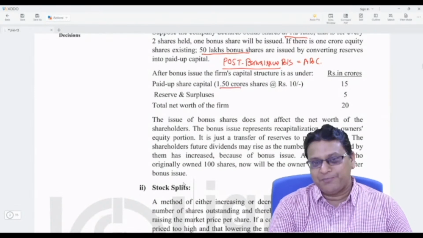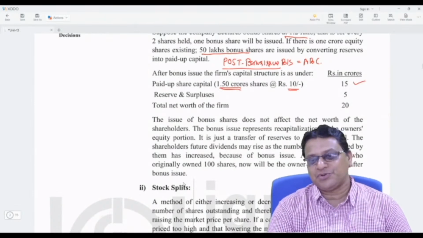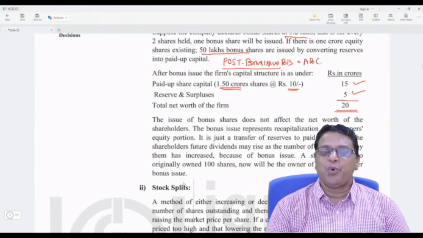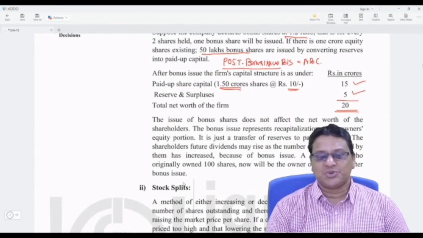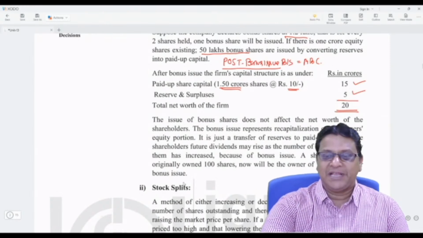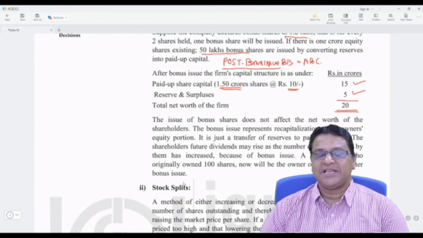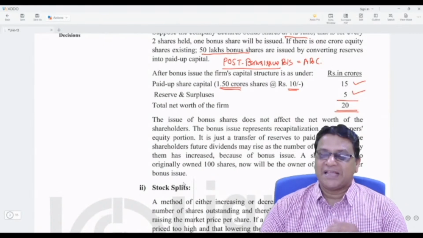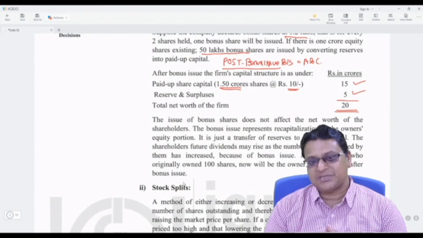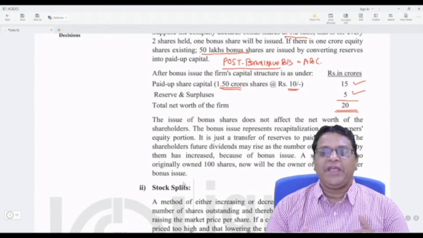Paid up share capital will be 1.5 crore shares of 10 each, so it will be 15 crores. And reserve and surplus will be 5 crores. So the total will be 20 crores. This is known as the post bonus issue balance sheet of the company. So there is pre-bonus issue and post-bonus issue. Bonus share is a form of making payment of dividend to the shareholders. In this case, instead of making payment of dividend in cash, the company capitalizes its reserves and issues additional shares to the existing shareholders in the form of bonus shares, for which the shareholders do not have to pay anything.